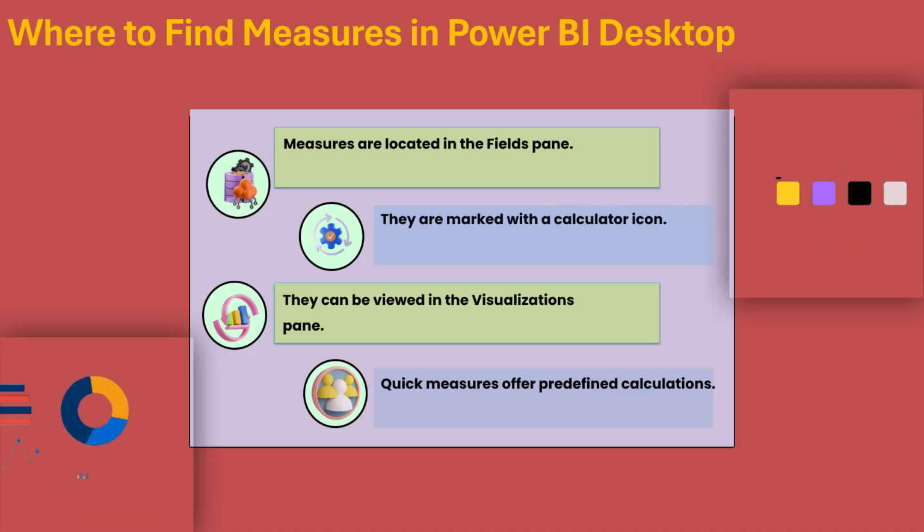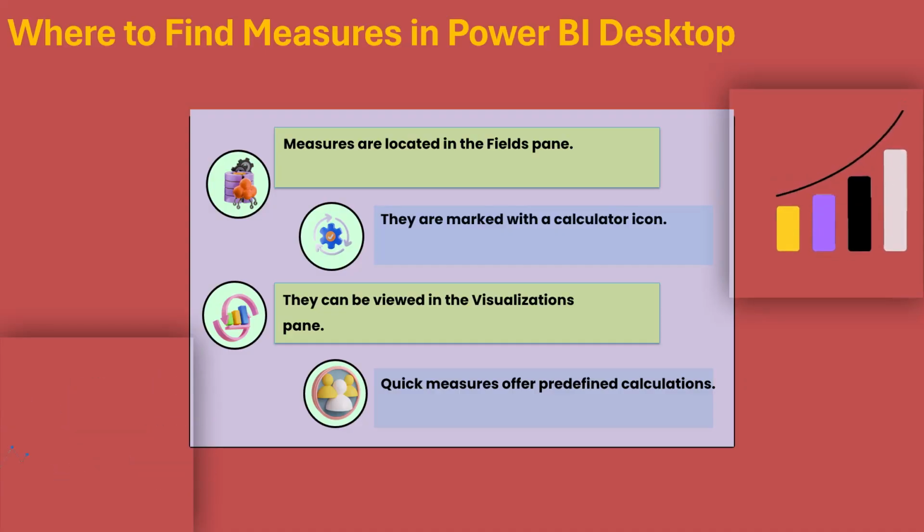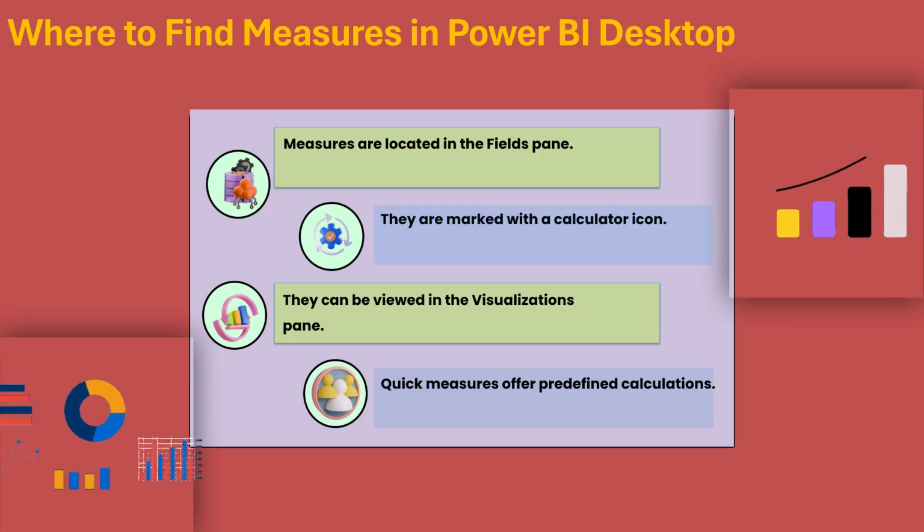All right, let's go treasure hunting. Where do we find these measures? First, check the Fields pane where they are neatly stored. You'll spot them thanks to the handy calculator icon. Then, head over to the Visualizations pane to see their magic unfold. And if you're feeling lazy, use quick measures. They do the heavy lifting for you.